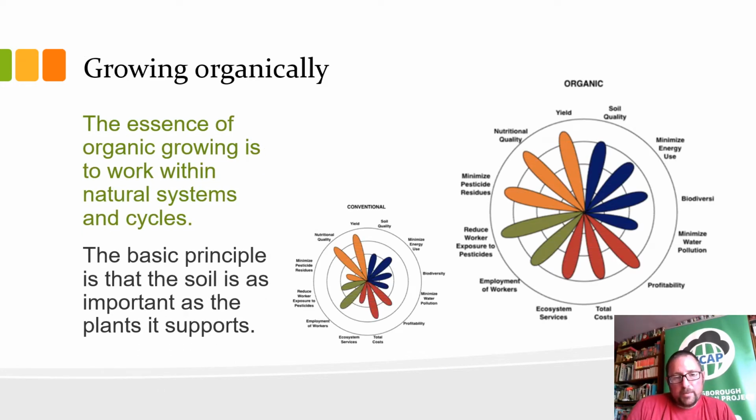And a lot of what permaculture is suggesting is growing organically. And the essence of growing organically is to work within natural systems and cycles. The basic principle of growing organically is that soil is as important as the plant it supports. The 2 graphs there compare conventional farming in the slightly smaller picture and organic farming. And as you can see, in every field, the benefits of organic farming far outweigh the benefits of conventional farming.